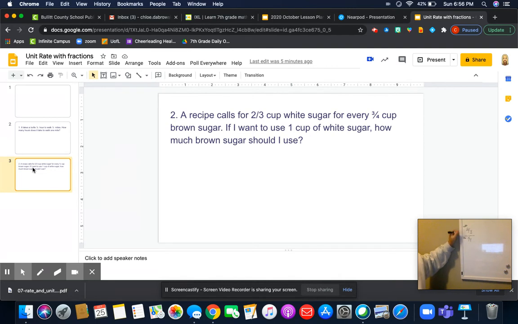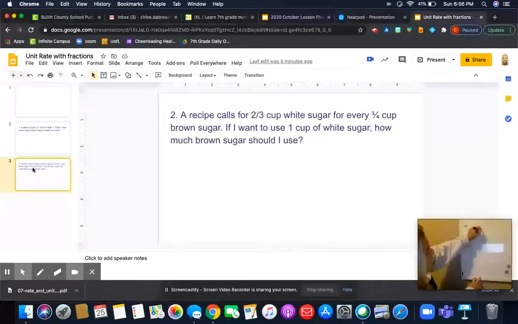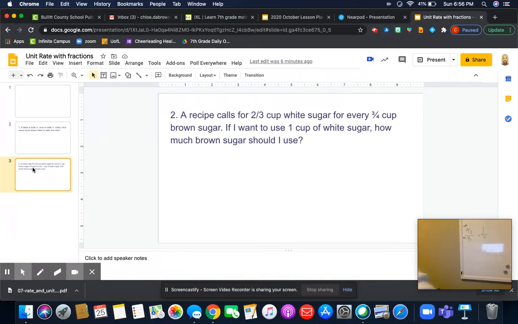So again, this is our ratio. I use 2/3 cup white sugar for every 3/4 brown sugar. And we want to use 1 cup of white sugar, 1 over, and this is what we are looking to solve. Like I stated in the last problem, unless you guys are really awesome with fractions, remember we're not adding. So I need to figure out what I am multiplying by in order to go from 2/3 to 1. And if you know that, that's awesome.